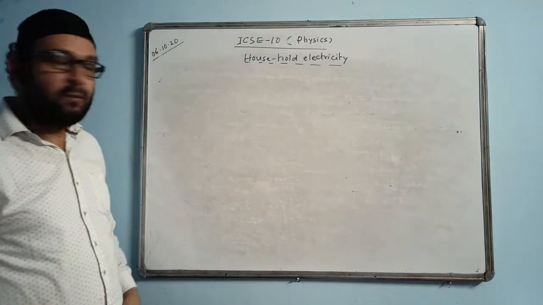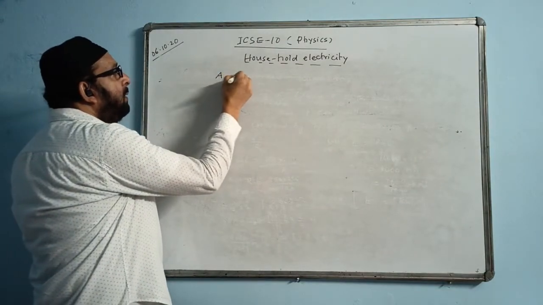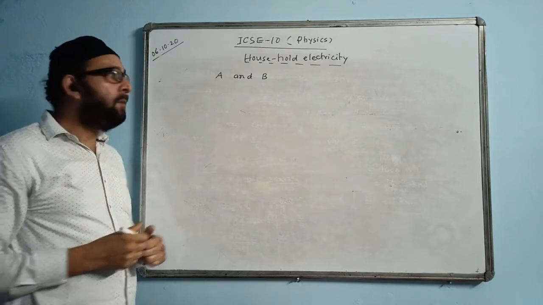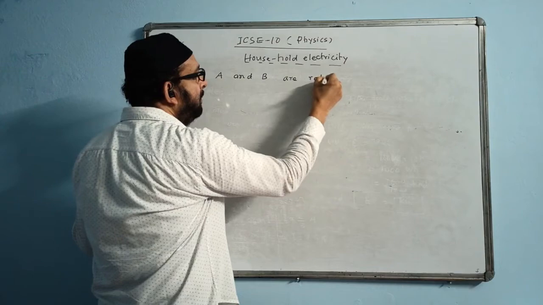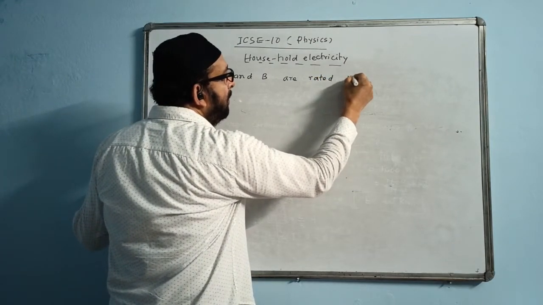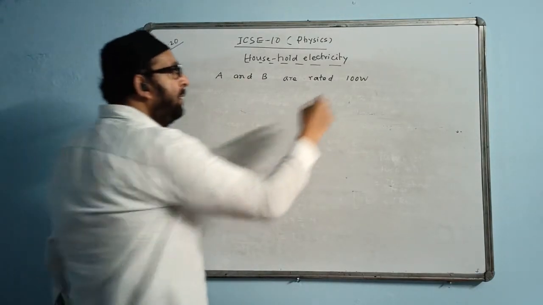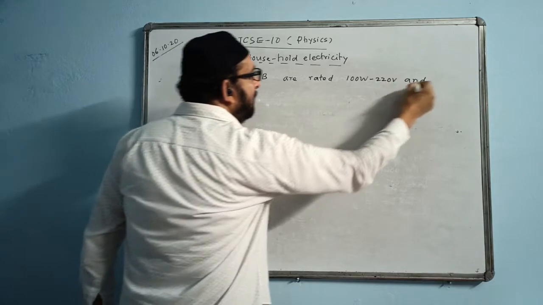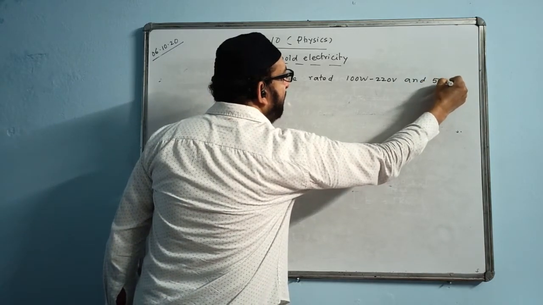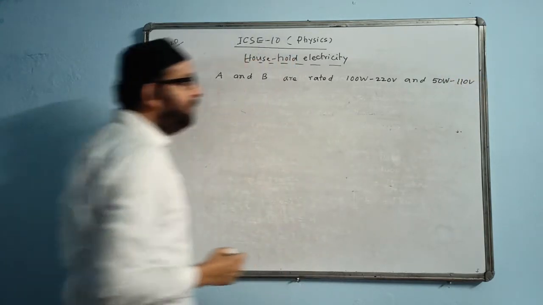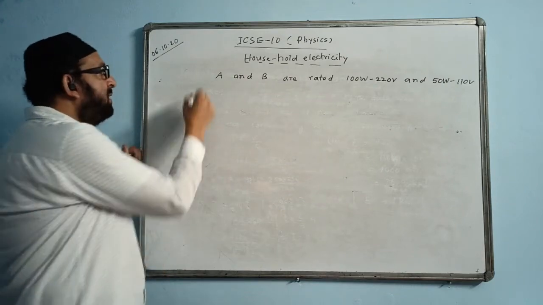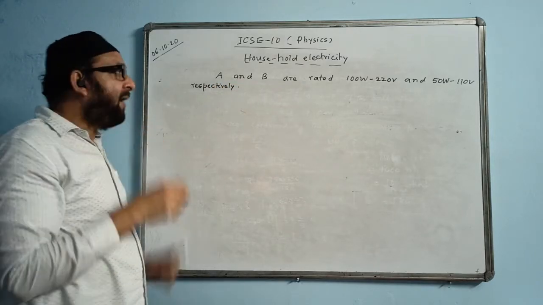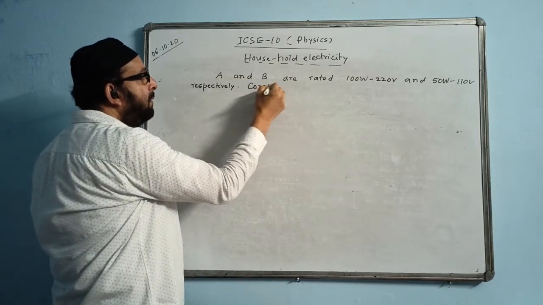Question: two bulbs A and B are rated 100 watt, 220 volt and 50 watt, 110 volt respectively. Find, compare, number one, their resistances, number two, their currents.